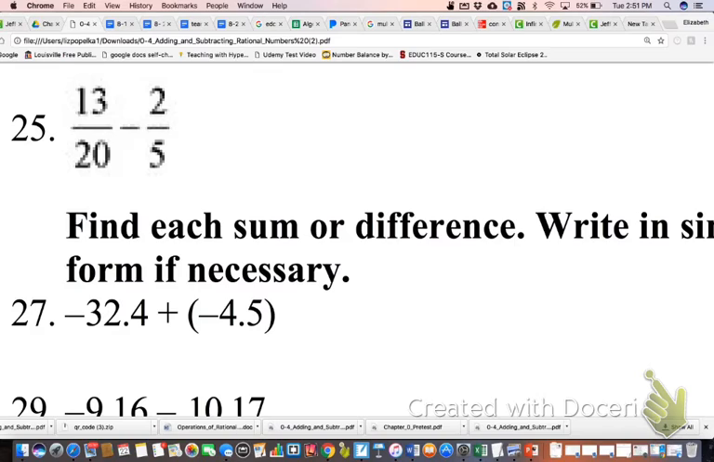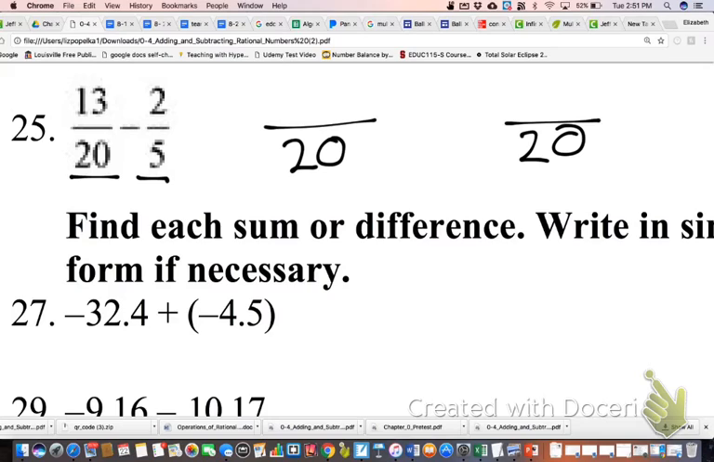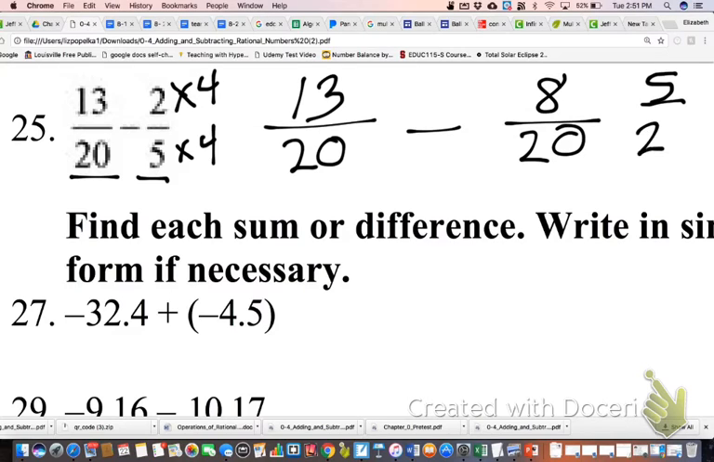Okay, next up is number 25. The least common denominator that 20 and 5 will share is, of course, 20. So I already have a 20 for my 13 over 20, so I'm just going to leave that the same. Then to turn that 5 into a 20, I'm going to multiply it by 4, which means I'm going to multiply the 2 by 4. So that becomes an 8. So 13 over 20 minus 8 over 20 leaves me with 5 over 20, but I can simplify 5 over 20.